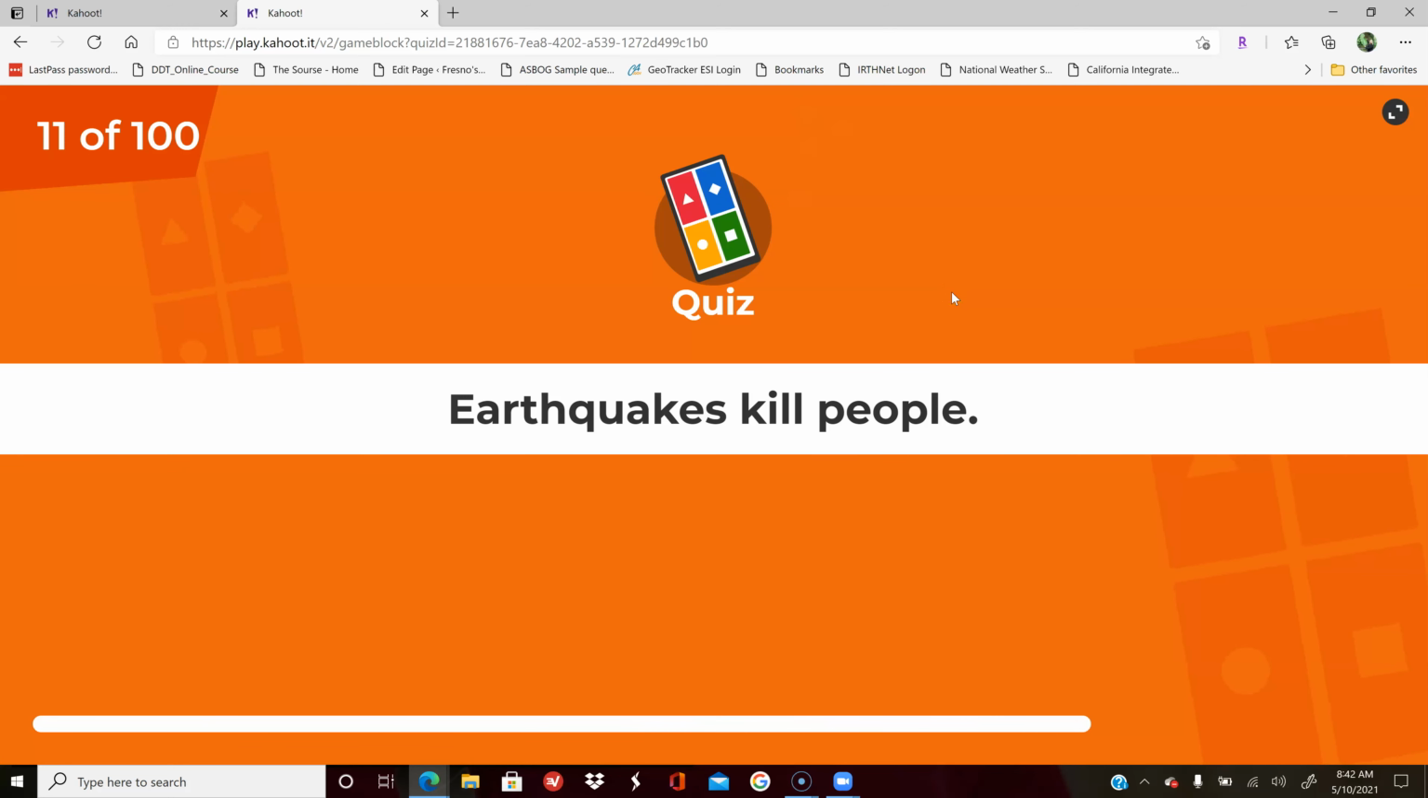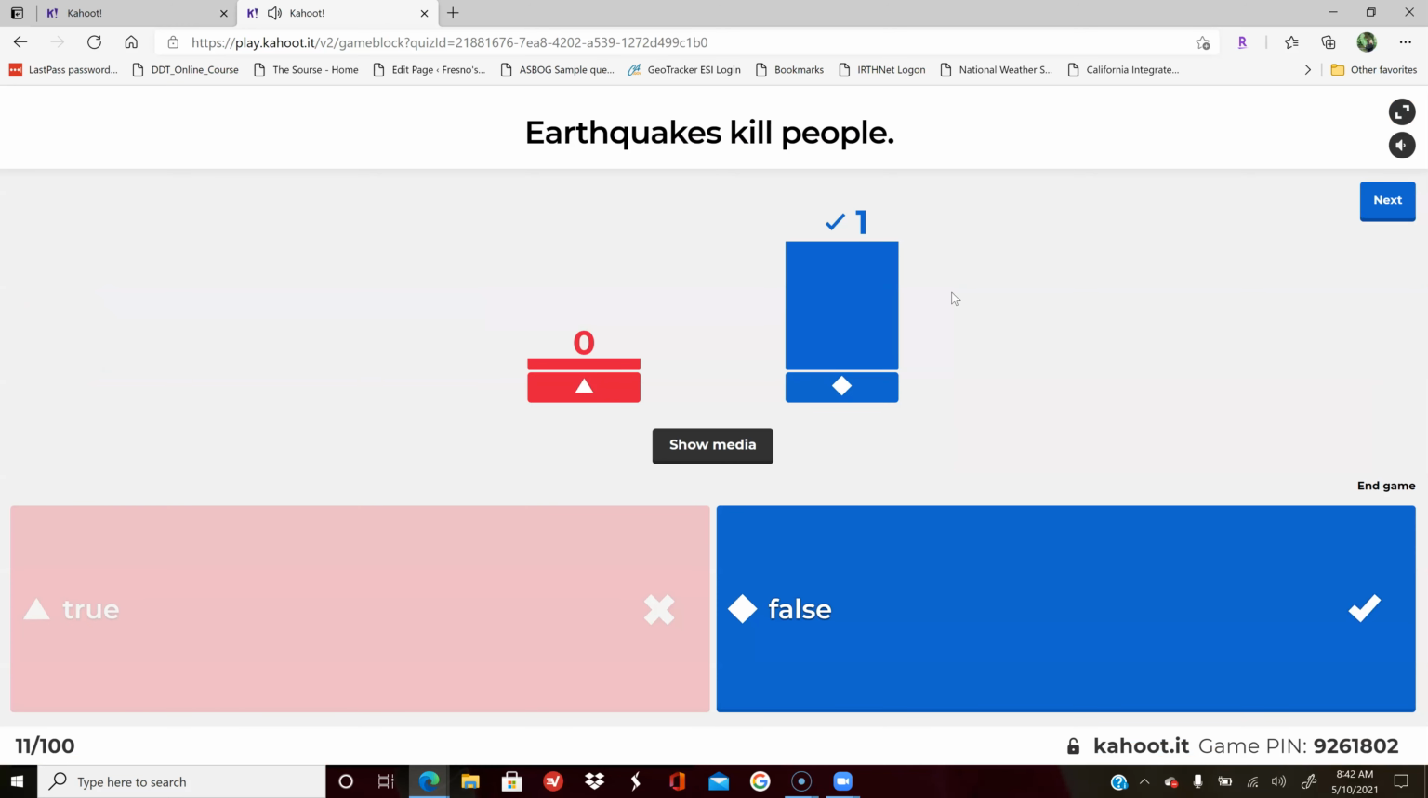Earthquakes kill people. This would be false. Earthquakes do not kill people. Falling objects, falling buildings, falling bridges, all of those things will kill people. But the earthquake itself does not. It's an indirect result.